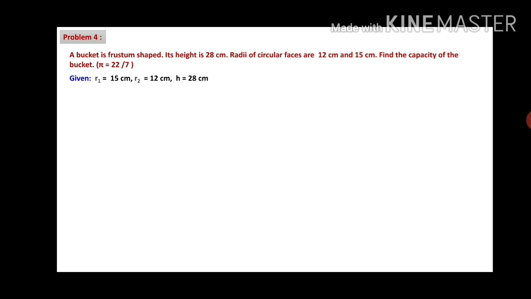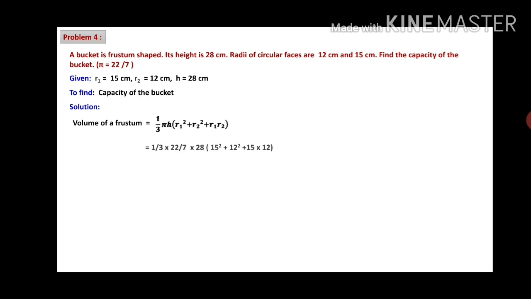Given things, R1 is equal to 15 centimeter, R2 is equal to 12 centimeter, and H is 28 centimeter. You have to find out the capacity of the bucket. Volume of the frustum is equal to 1/3 pi h into bracket R1 square plus R2 square plus R1 into R2, which will be 1/3 into 22 upon 7 into 28. So in the bracket 15 square plus 12 square plus 15 into 12.